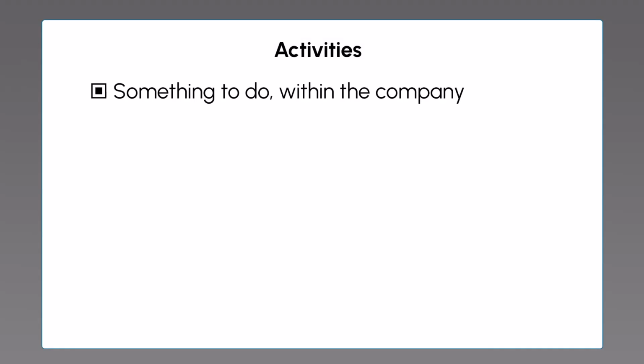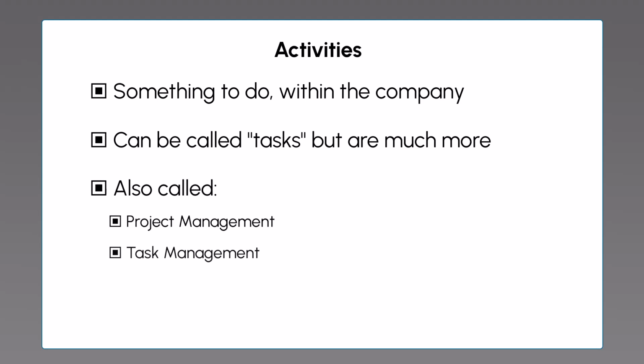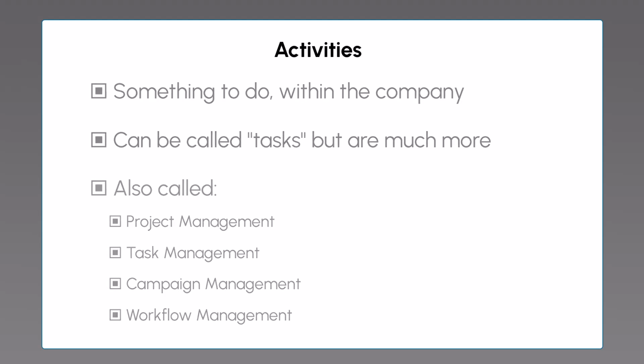Let's take a look at activities in Harmony. To understand Harmony's terminology, an activity is simply something that needs to happen within your management company. Sometimes these are referred to as tasks, but activities cover a broader scope than tasks alone. You can call this project management, task management, campaign management, or workflow management, depending on how you use it.